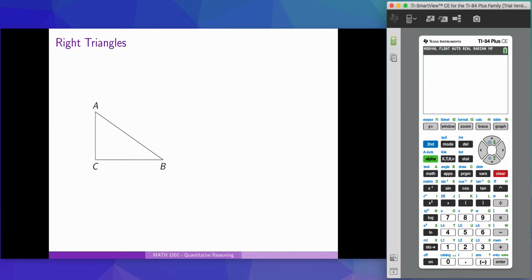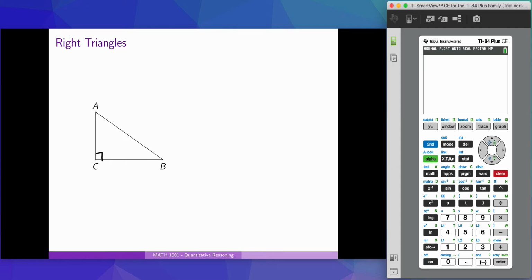Hi, this video is for Unit 3 of Math 1001. It will cover topics related to right triangles. So I've drawn a right triangle below, and I will always designate my right angle. This angle looks like 90 degrees, but I'll always designate it with a little square to show that it is in fact 90 degrees.